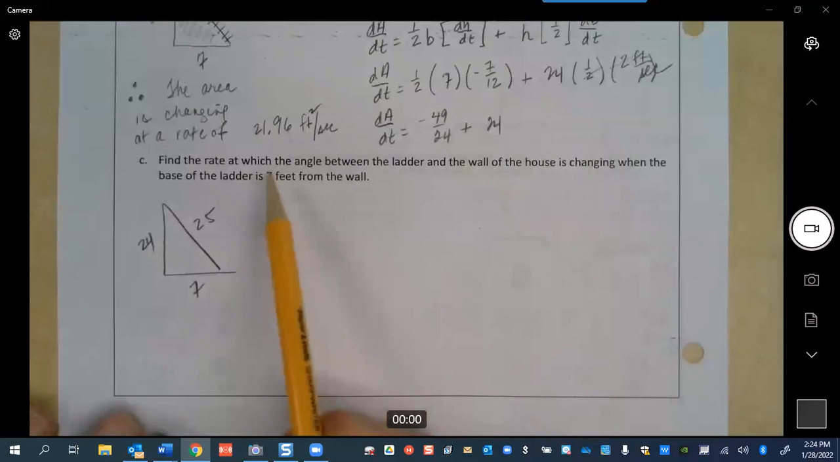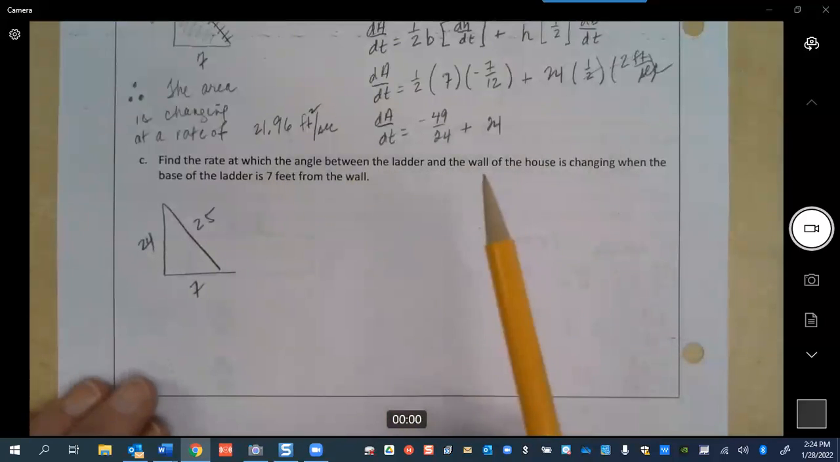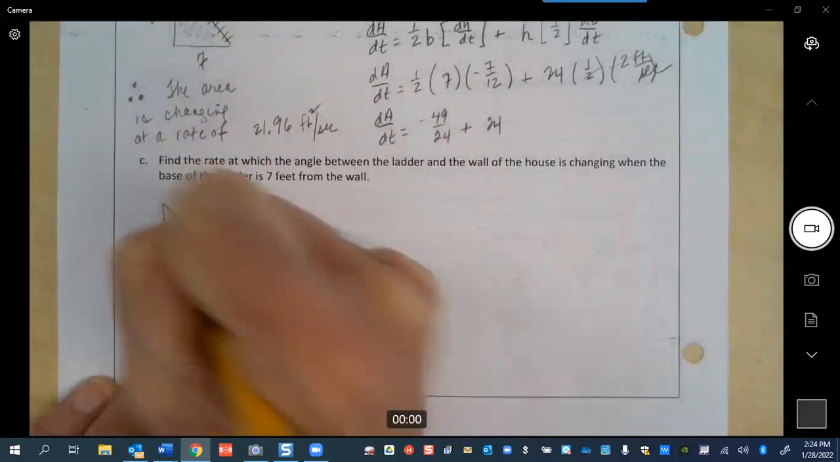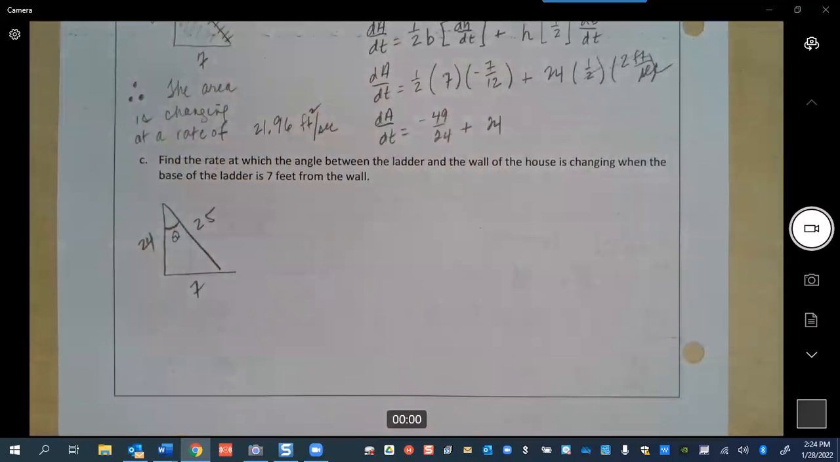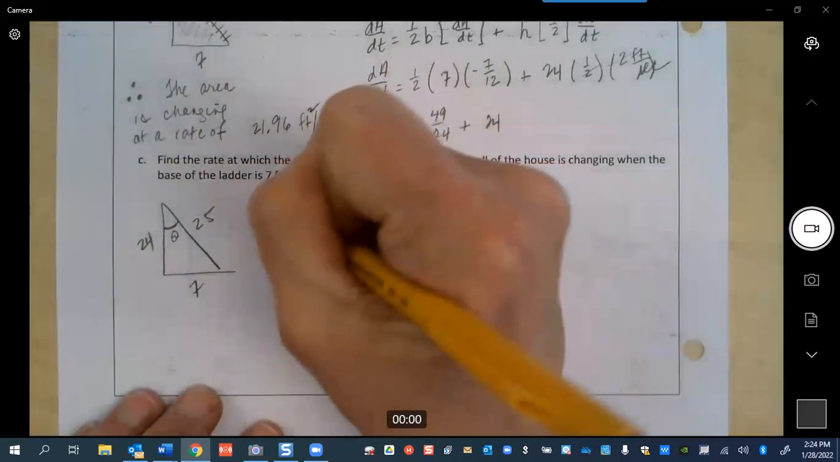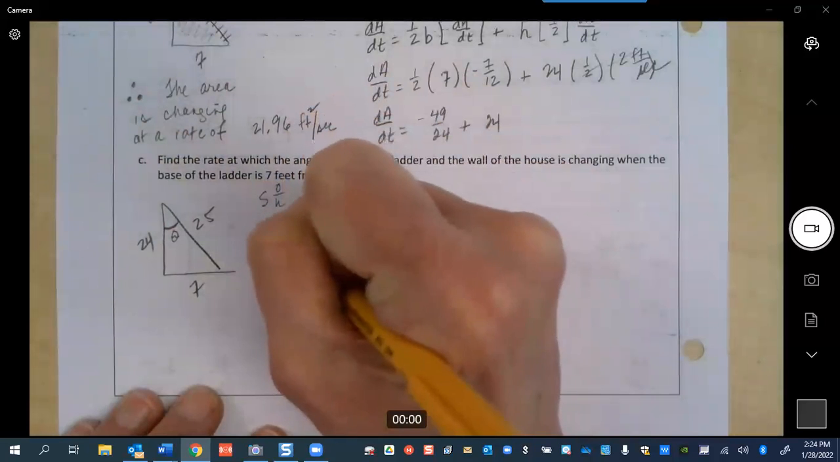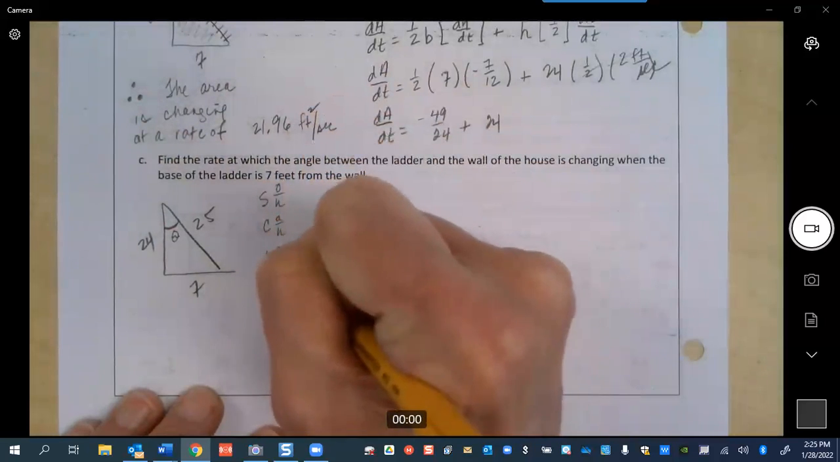So when we're talking about the angle between the ladder and the wall of the house, are you okay with this being our theta? Yeah? Theta is whatever angle we're talking about. So our sine, our cosine, and our tangent.